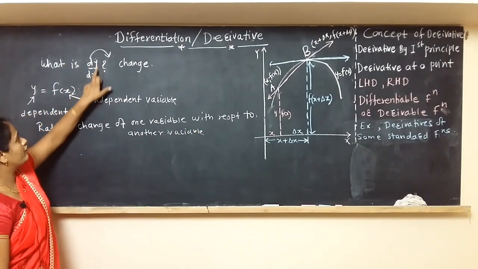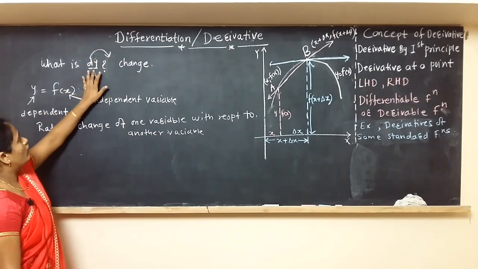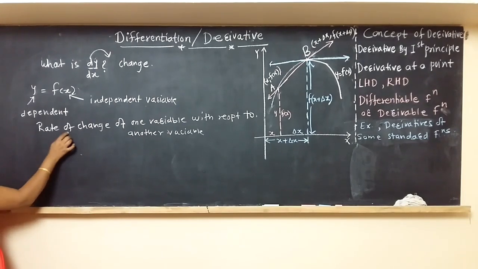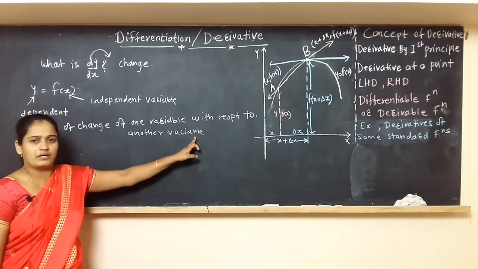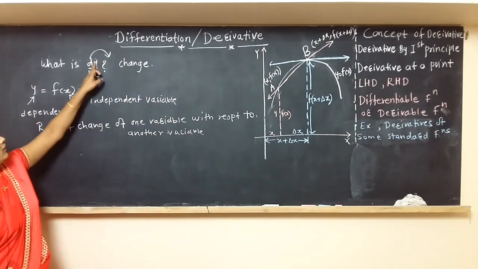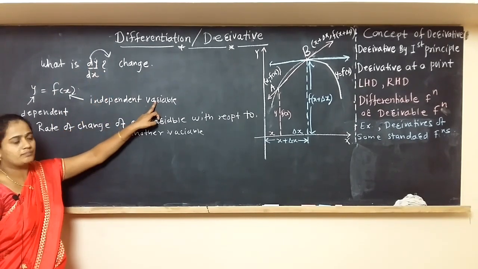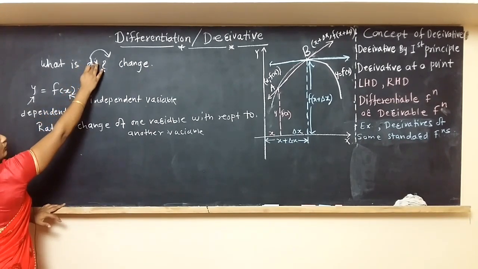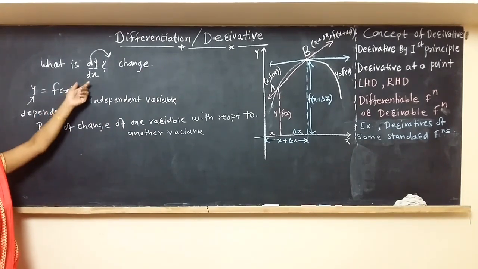That is, change in y with respect to change in x gives dy by dx, and we call it a derivative. Sometimes this definition is also written like this: the rate of change of dependent variable with respect to independent variable. Here, as we know, y is the dependent and x is the independent. Okay, so after this we move towards the concept. What is that concept of dy by dx?